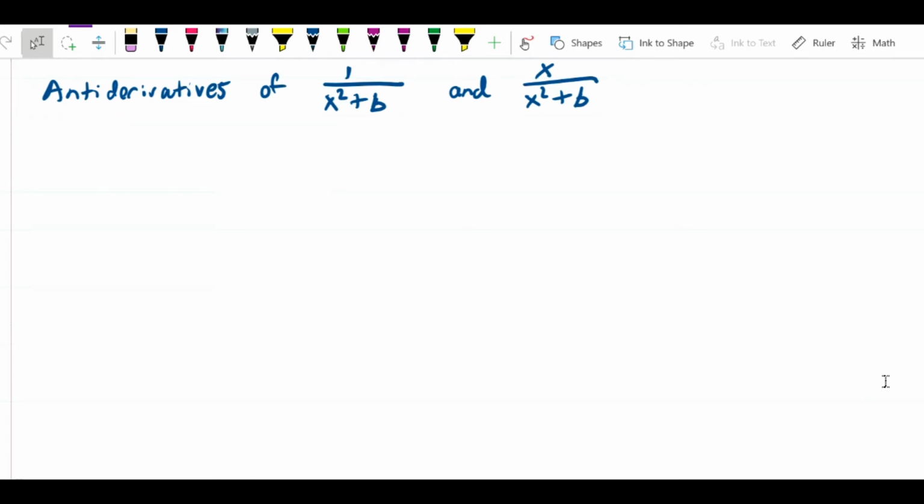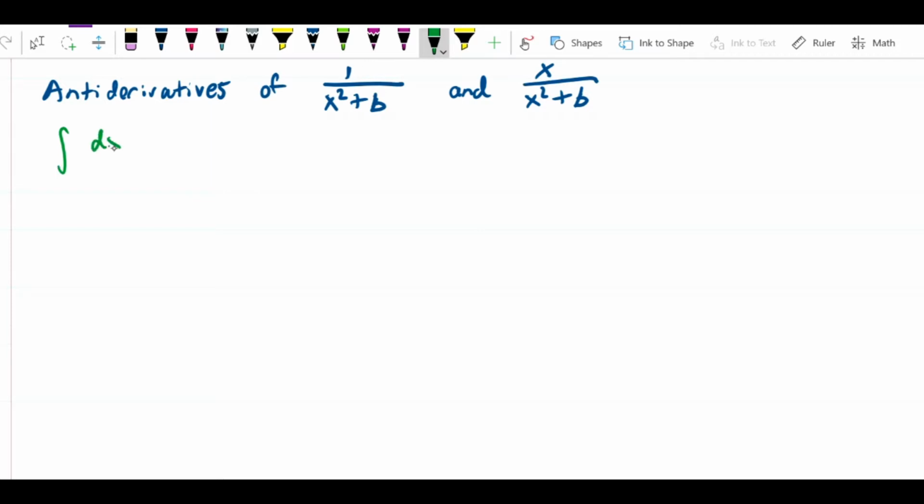In the course of integrating rational functions, it's going to turn out that some of the decompositions that we get will be of the form 1 over x squared plus some constant b, or x over x squared plus a constant b. So it's useful to know in general form what these antiderivatives are. Let me show you how to work those out, and then we'll be able to use them without having to do them in line.